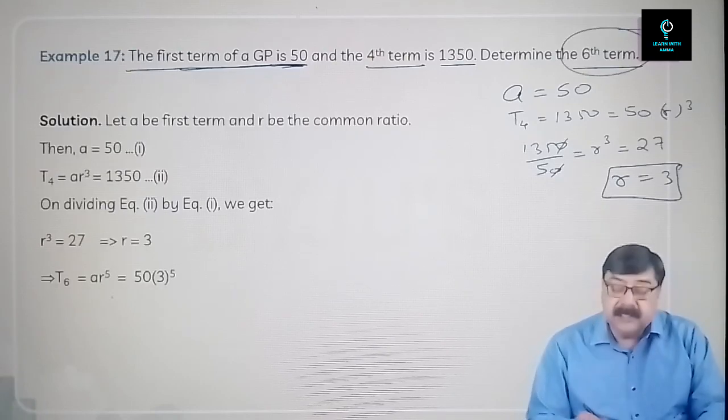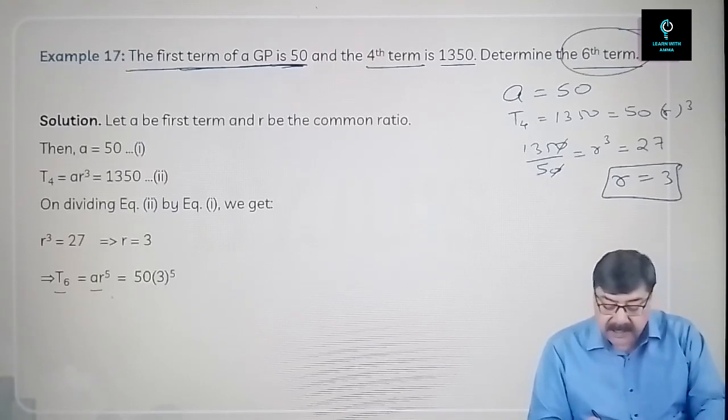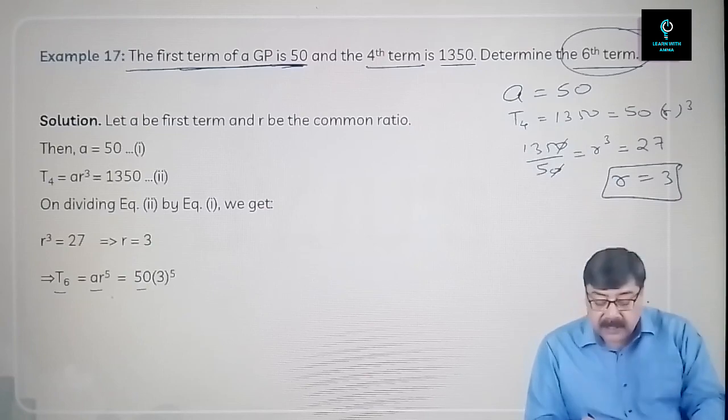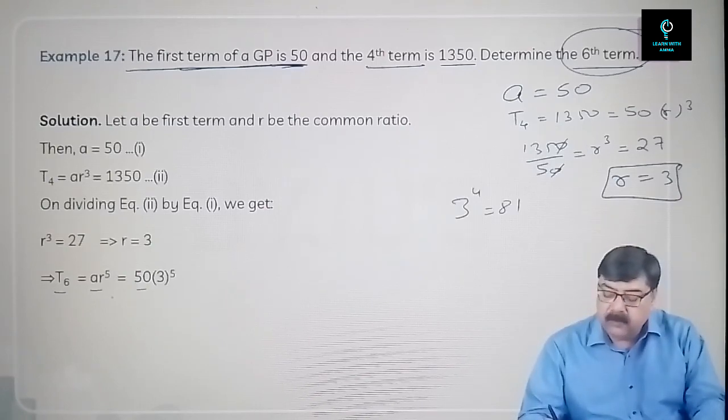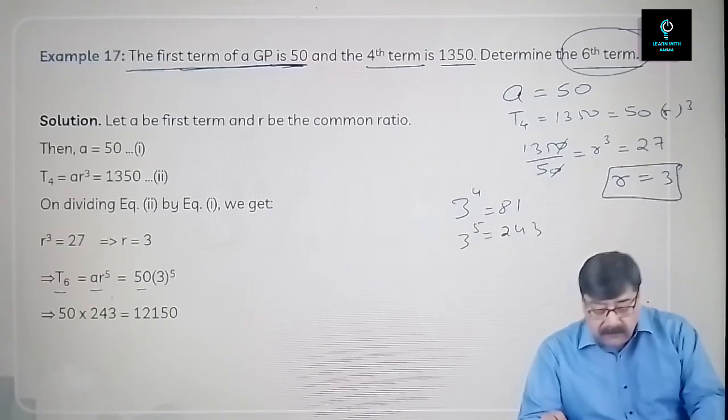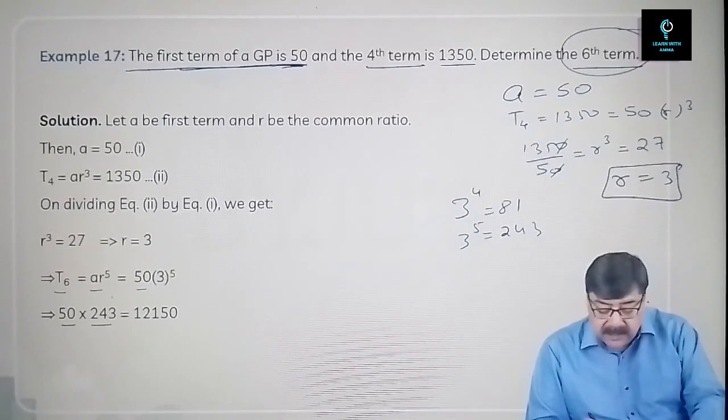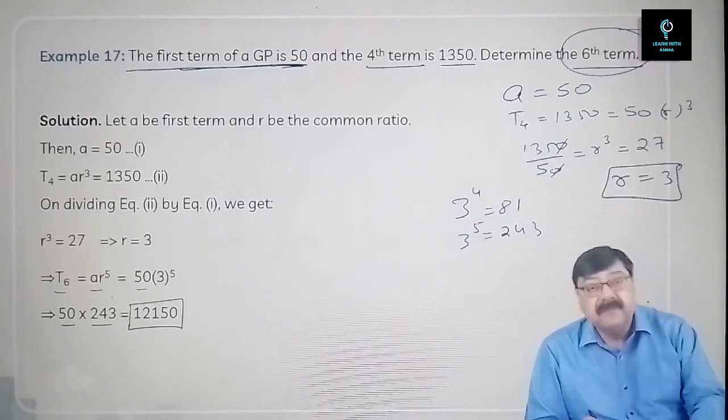We have to determine the 6th term, that is T6 equals AR raised to 5. So that is 50 into 3 raised to 5. We know that 3 raised to 4 is 81, so 3 raised to 5 is 243. So the value of the 6th term becomes 50 into 243, that is 12,150.